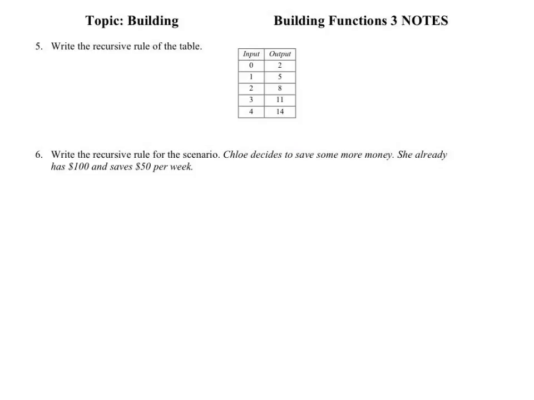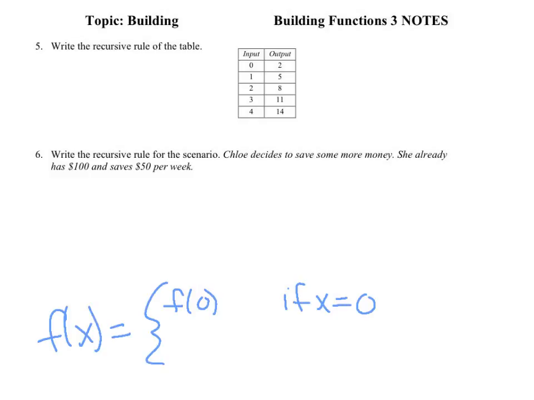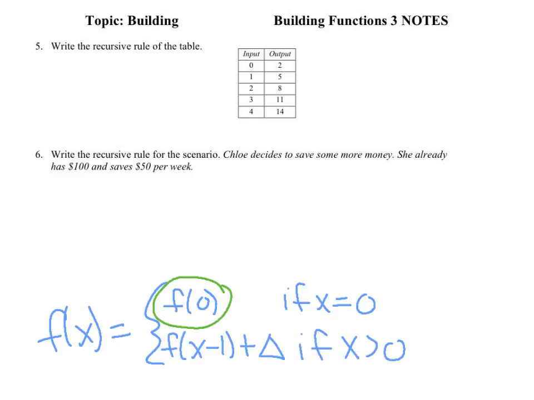For question 5 and question 6, we have what is called the recursive rule. So what it looks like is we have f of x equals, then right here we have f of 0, if x equals 0. Then we have f of x minus 1 plus my delta if x is greater than 0. The only thing that you guys need to worry about is f of 0 and delta. Everything else in blue stays the exact same.